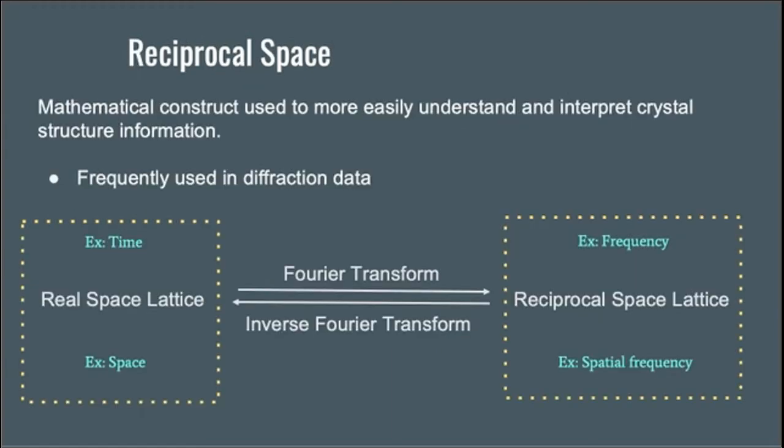Working with planes in real space can be difficult. Therefore, we use a mathematical construct called reciprocal space to more easily understand and interpret crystal structure information. The most common place reciprocal space is used is when working with diffraction data and finding the spacing between planes. We can get to the reciprocal space by performing a Fourier transform of real space. An example of this kind of transform is going from the time domain to the frequency domain. The derivation of this transform can be found in a variety of resources, so we won't go into detail here.